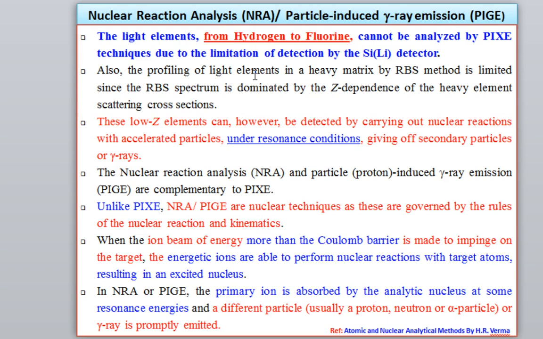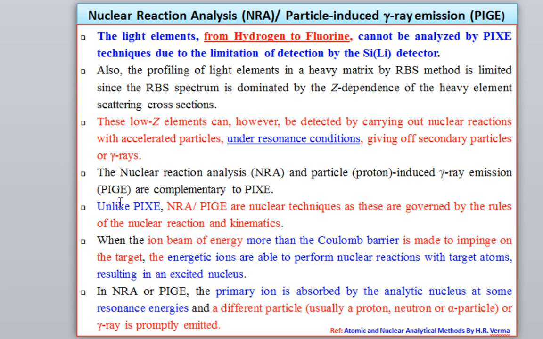However, these light elements can be detected by carrying out some nuclear reactions with accelerated charged particles under some conditions, giving out secondary particles or gamma ray emission. If it is giving secondary particles, this is known as nuclear reaction analysis. If it is giving gamma, it is known as particle induced gamma ray emission. Here I have written proton or particle. Normally in the case of PIGE, a proton is used. Other particles may also be used, but normally a proton is used. That is why it is known as PIGE. Then we can say they are complementary to the PIXE technique.